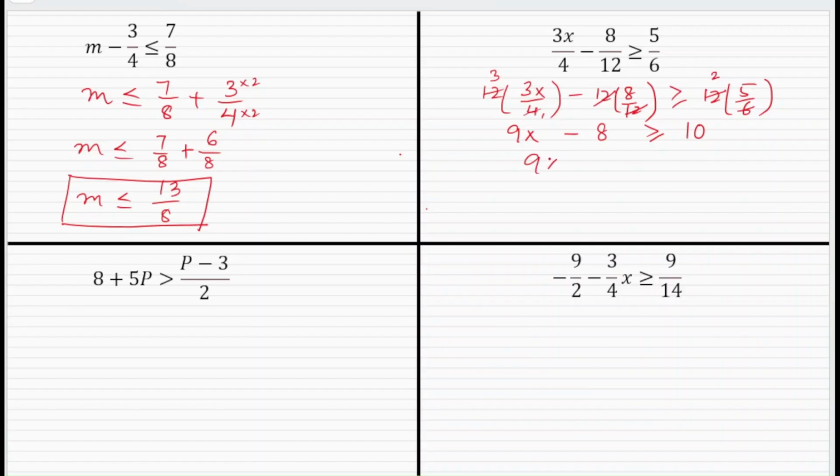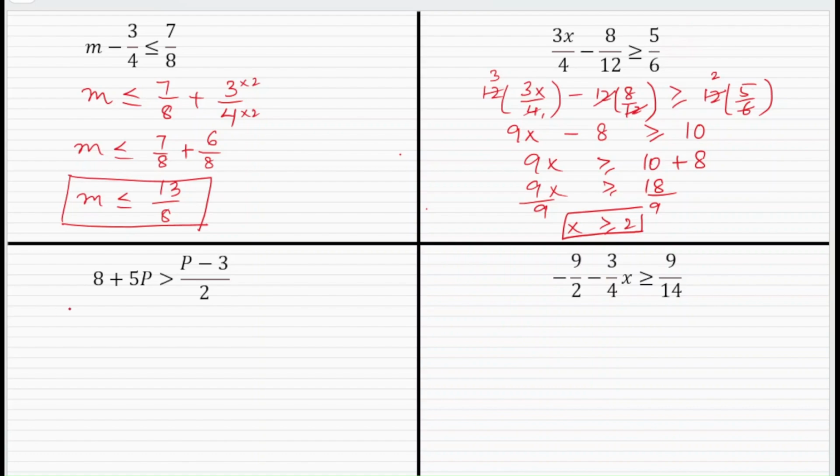Now it just becomes 9x greater than or equal to 10 plus 8. So 9x is greater than or equal to 18. Divide by 9 on both the sides. So my value of x comes out to be greater than or equal to 2. So all the values of x greater than or equal to 2 satisfy this inequality.